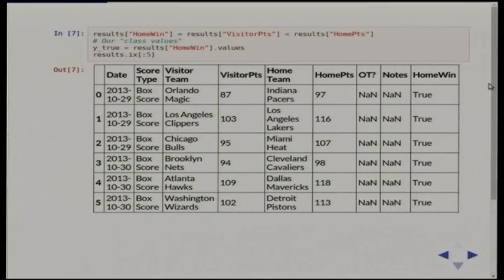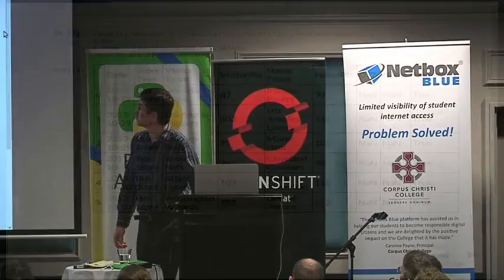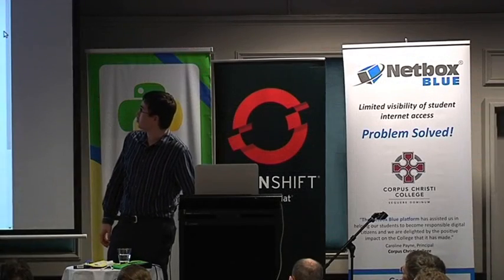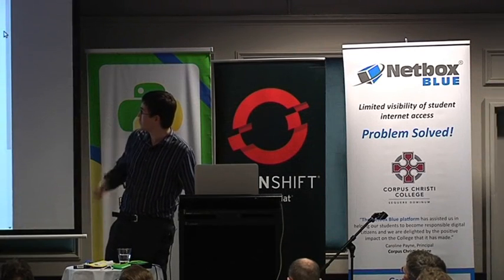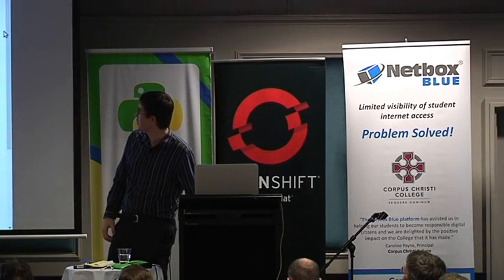So what we're going to do now is create the thing that we're going to try and predict. We're going to take this data set and create a classifier that will determine whether the home team is going to win that game or not. So we're going to create a new feature, called home win, and it's going to be the result of whether visitors' points was less than home points. It will be true if the home team won, and false if they did not.